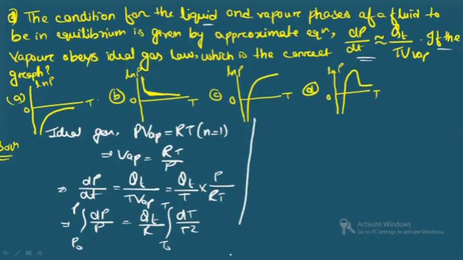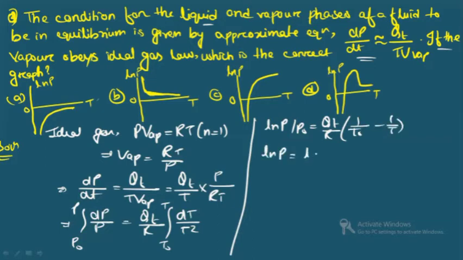So from here, when you integrate, on the left hand side you will have ln P by P naught equals, on the right hand side, QT by R, and within the bracket you will get minus 1 by T. So I'm writing the lower limit first: 1 by T naught minus 1 by T. So you can write ln P equals ln P naught plus QT by R T naught minus QT by RT. Now if you consider this term, because the graph is between ln P and T, you have to see this term.